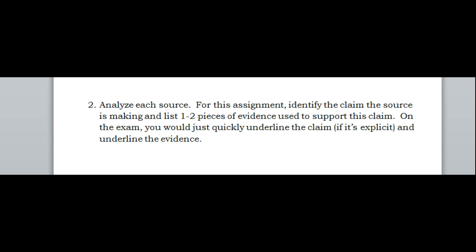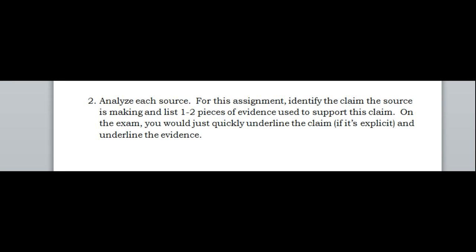Step 2 asks you to analyze each source. So for this assignment, you're going to identify the claim the source is making, and you'll list 1 to 2 pieces of evidence. So if there are 5 sources, what you'll do for this part of the assignment is say the claim in source A is XYZ, and first piece of evidence is, for example, 72% of people that eat Twinkies for breakfast are obese, and you'll give another statistic or another piece of evidence used in that source as well. You'll do that for each of the sources in either the obesity prompt or the cell phone prompt.